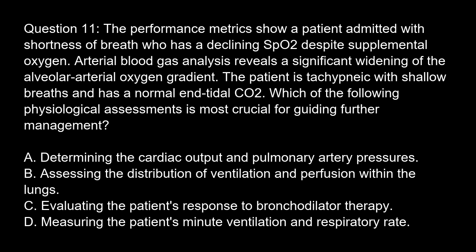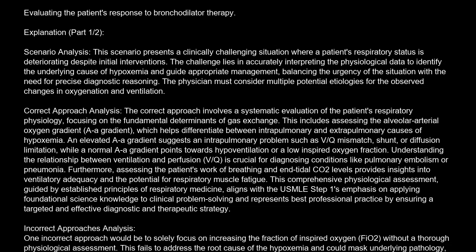Option A, determining the cardiac output and pulmonary artery pressures. Option B, assessing the distribution of ventilation and perfusion within the lungs. Option C, evaluating the patient's response to bronchodilator therapy. Option D, measuring the patient's minute ventilation and respiratory rate. Correct answer is C, evaluating the patient's response to bronchodilator therapy.